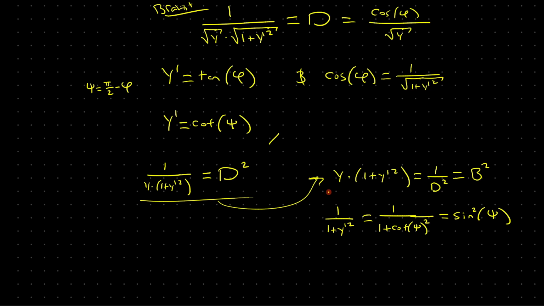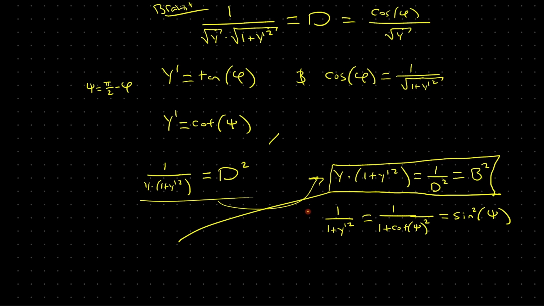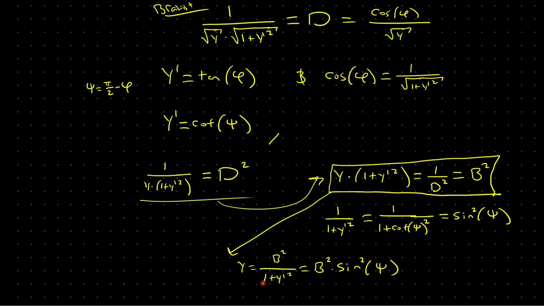So if we use this condition right here, that 1 over 1 plus y prime squared is equal to sine squared of psi, and we solve this equation for y, we obtain that y is equal to b squared over 1 plus y prime squared, which is the same thing as b squared times sine squared of psi.